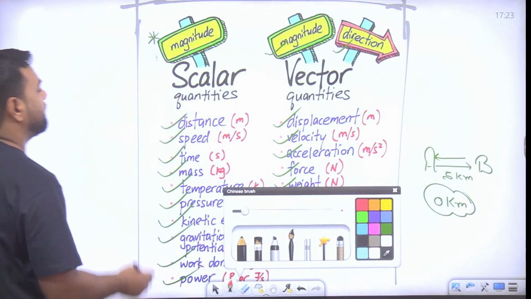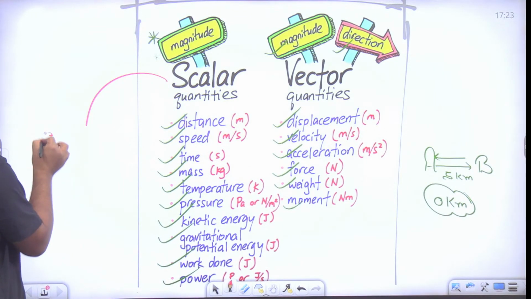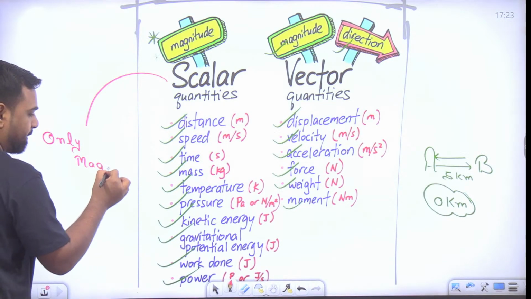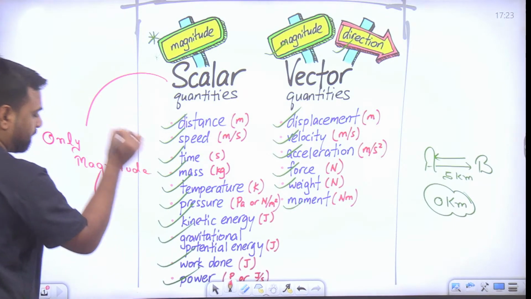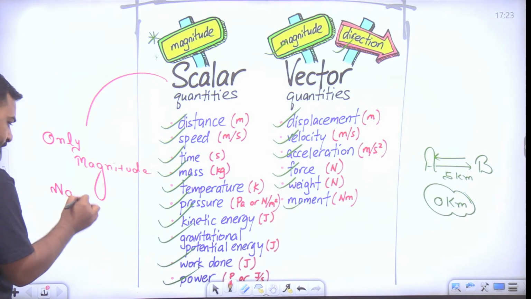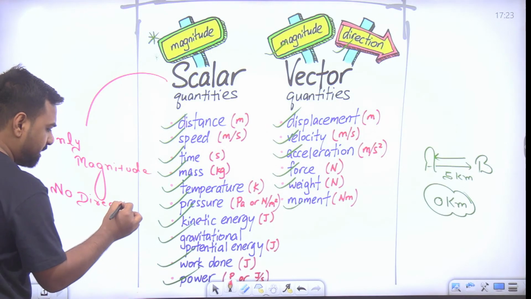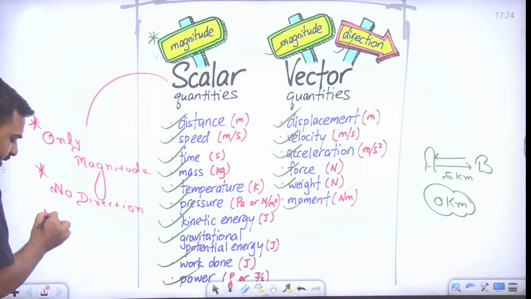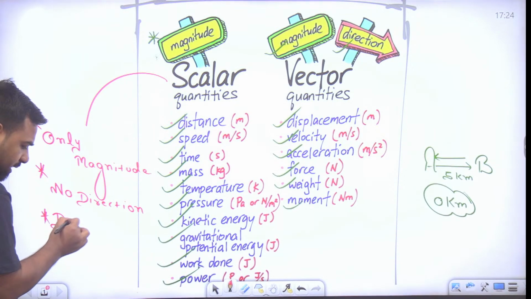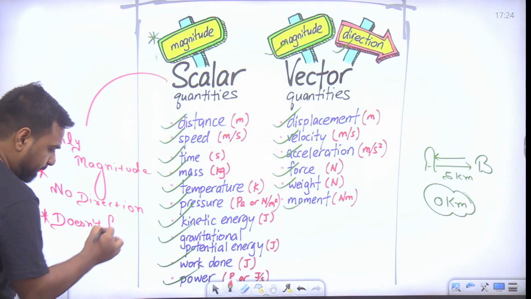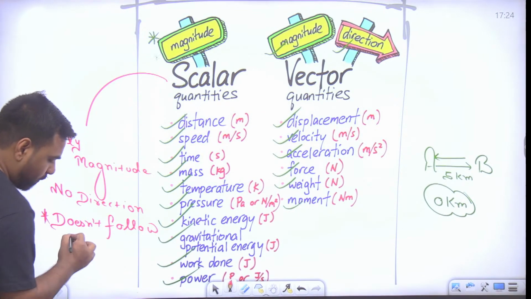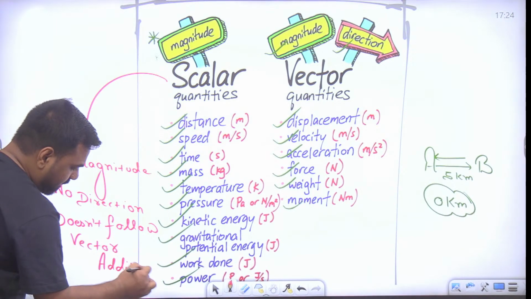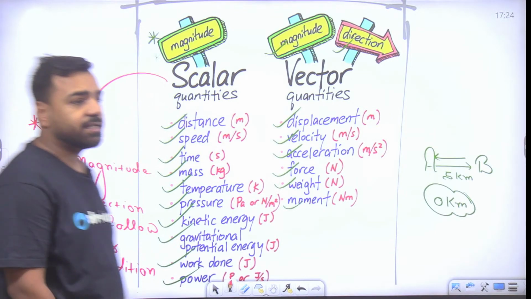So we have a few conditions. First of all, only magnitude, no direction. These two are the basic conditions, but the third one is more important. The third point is that it must not follow vector addition. Doesn't follow vector addition. At that time, the quantity will be considered as scalar.